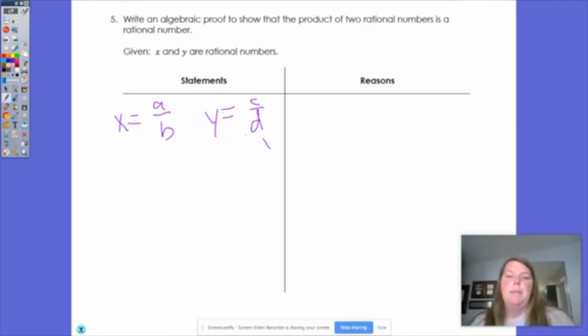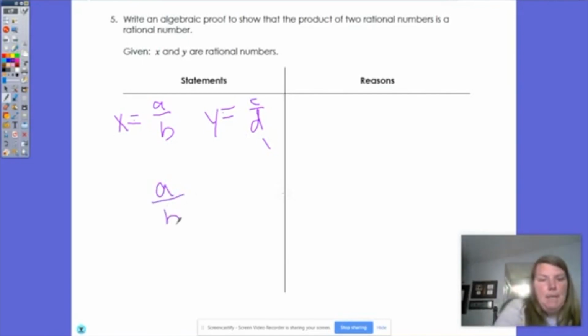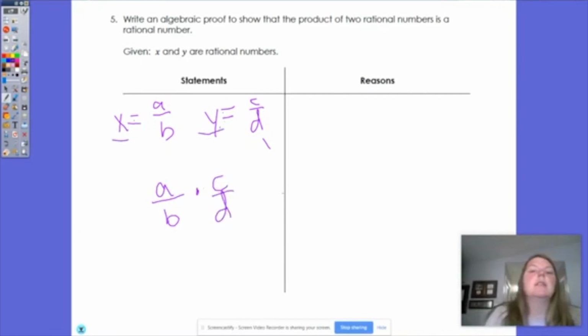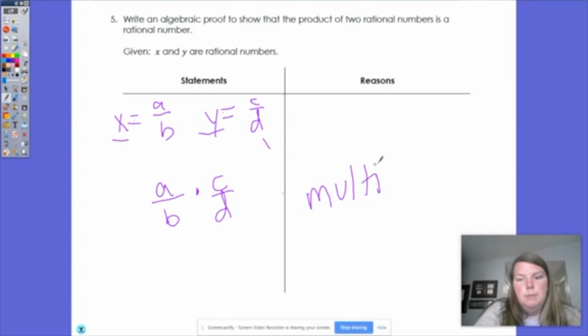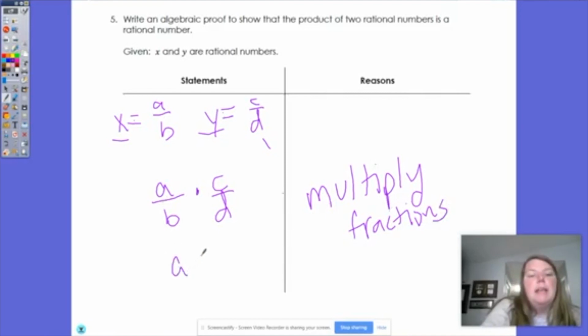So I'm going to use A, B, C, and D as my fractions. So if we want to multiply these together, A/B times C/D, because we want to prove that when we multiply these, our answer is a rational number. So we're going to use multiplying fractions. And that would mean we'd get AC over BD. That's the definition of multiplication.